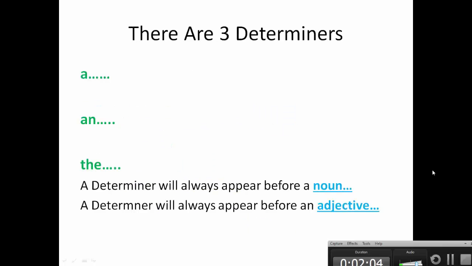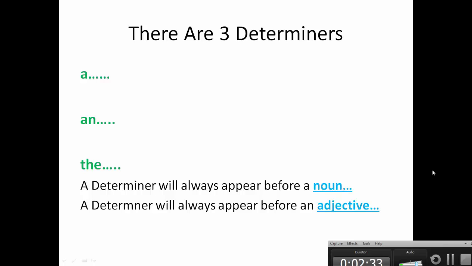There are three determiners. Those three determiners are a, an, the. A determiner will always appear before a noun. A determiner will always appear before an adjective.